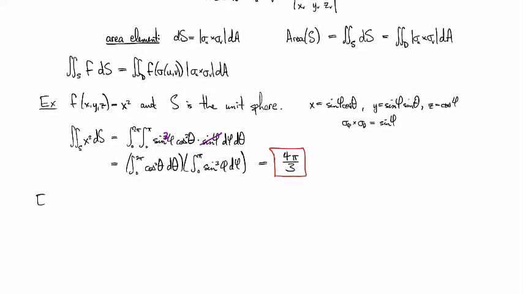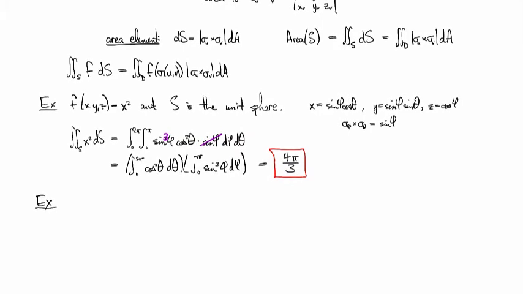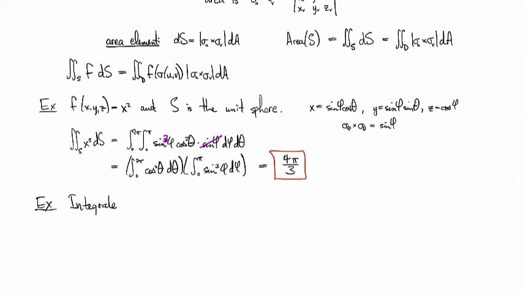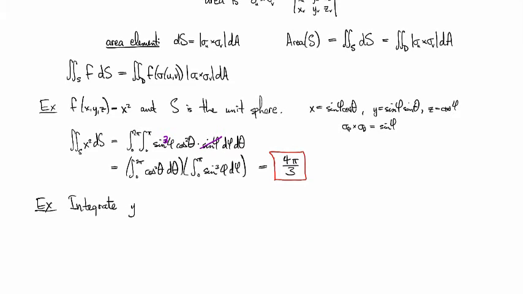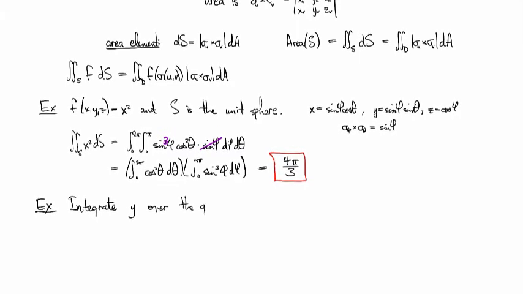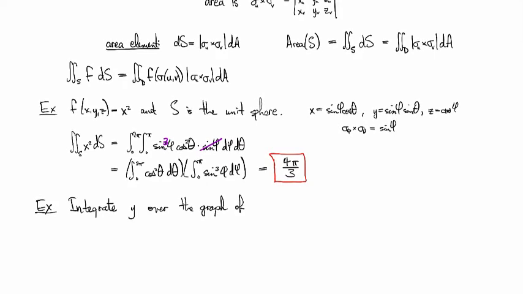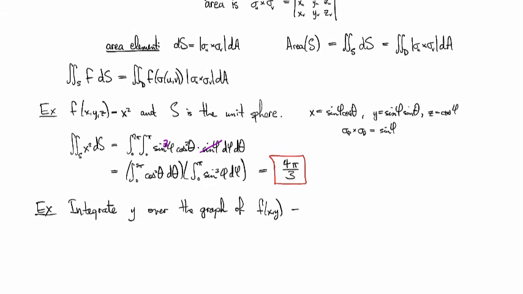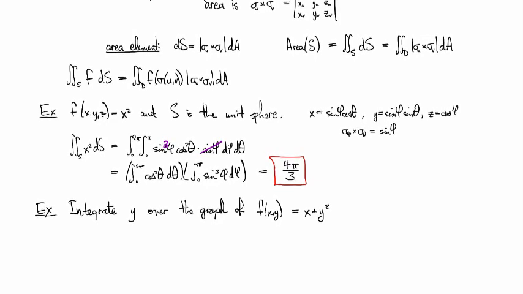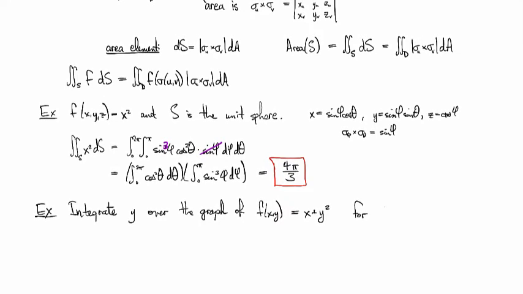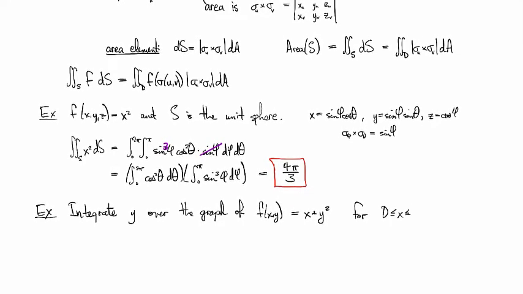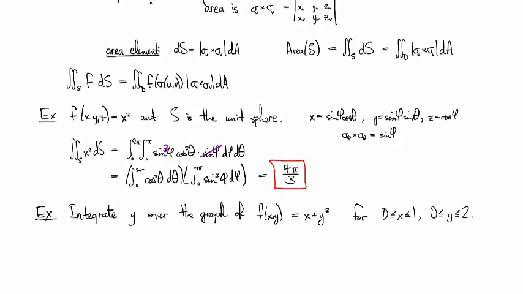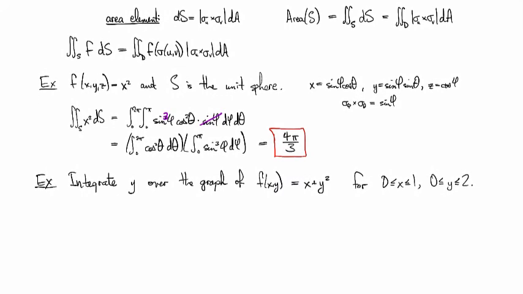So the other kind of surface we learned how to parameterize easily was when it's the graph of a function. So suppose we want to integrate y over the graph of f, where we take f to be x plus y squared. And we'll take our domain to be 0 to 1 for x and 0 to 2 for y.